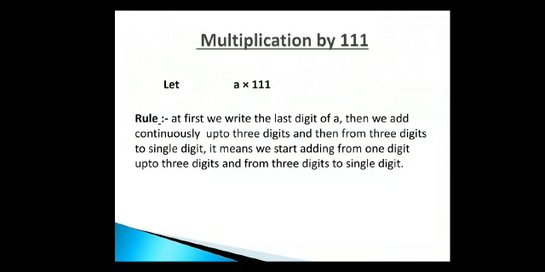Next, multiplication by 111. Let a into 111. So the rule is, at first we write the last digit of a. Then we add continuously up to 3 digits and then from 3 digits to single digit. It means we start adding from 1 digit up to 3 digits and from 3 digits to single digit.